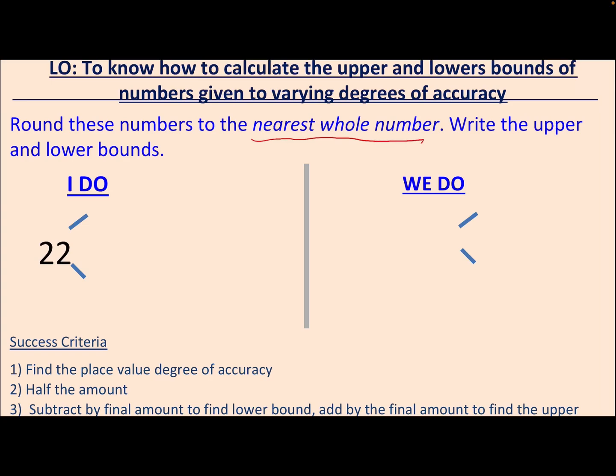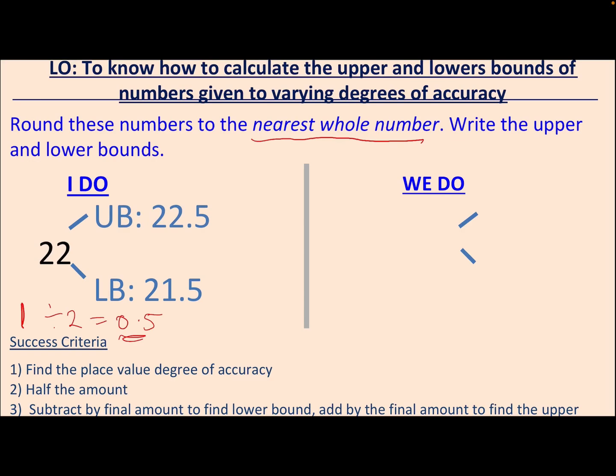So the place value for a whole number is just 1, right, or units. But 1 is what we're looking at, and what we need to do is half that amount. So 1 divided by 2 is just 0.5. So for us to find the lower bound, all we're going to have to do is subtract 0.5, and what we end up getting is 21.5 for the lower bound. And then for us to find the upper bound, all we need to do is add 0.5, and what we end up getting is 22.5. And that is how you do it.